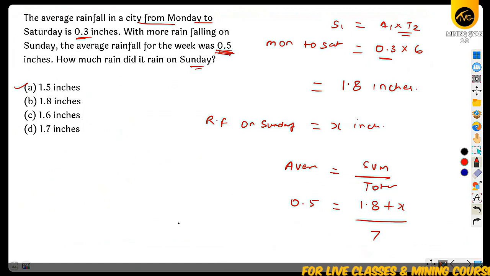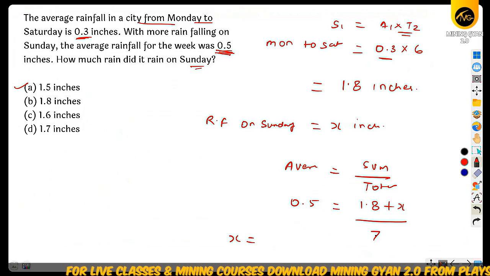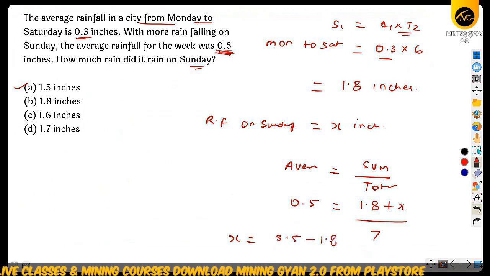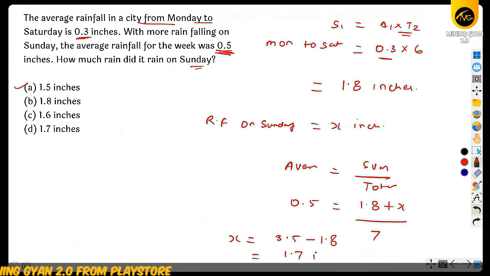Now Shankar says 1.7. Okay, let me check. X is equal to 0.5 into 7, that means 3.5. It will be 3.5. And just transfer the number 1.8, that is minus 1.8. Now 3.5 minus 1.8, that means 1.7. So 1.7 inches is the correct answer. Okay. Option D is the correct answer. 1.7 inch is the correct answer.